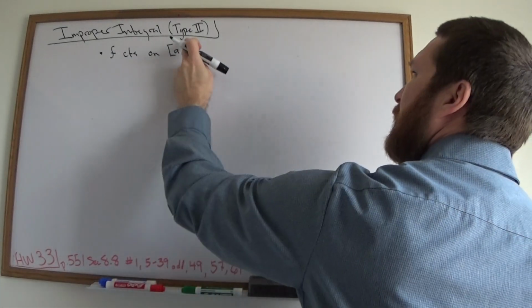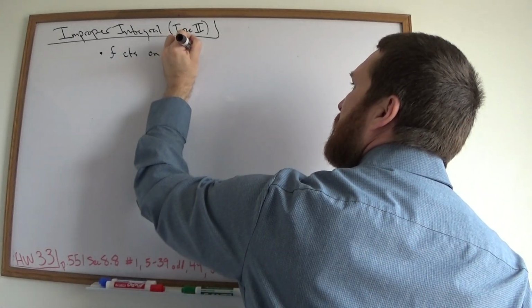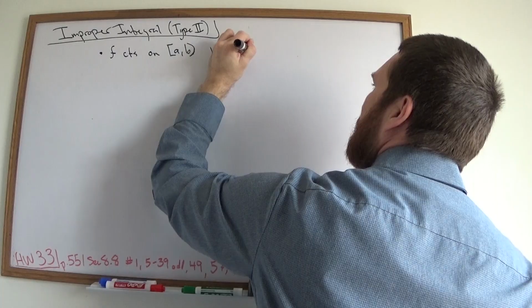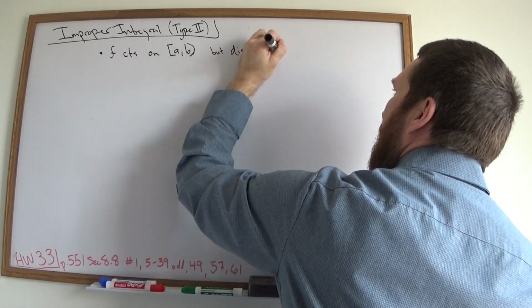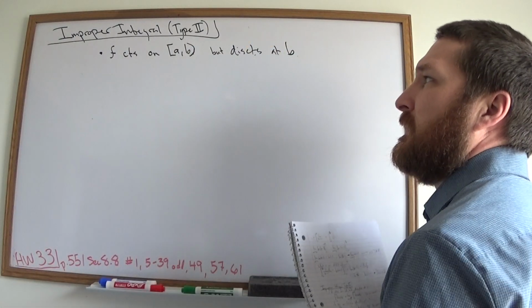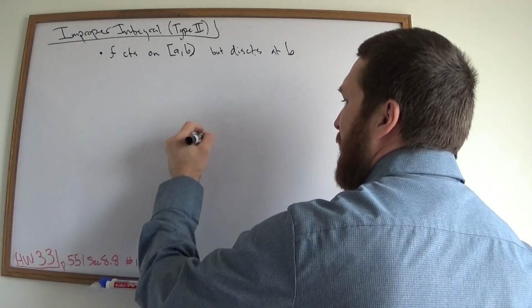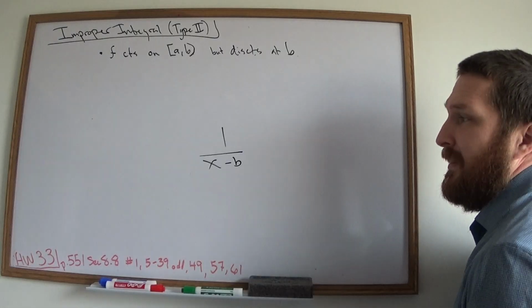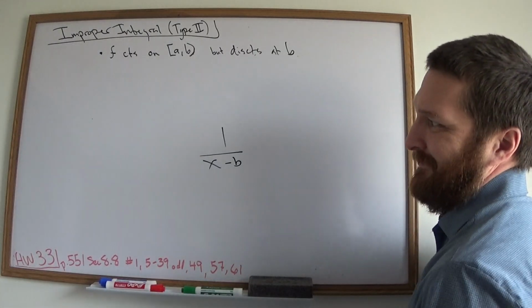Why did I do that? Interesting. It's continuous on this interval, but discontinuous at b. Right? So in other words, you have like a 1 over x minus b. You're fine everywhere except for b.